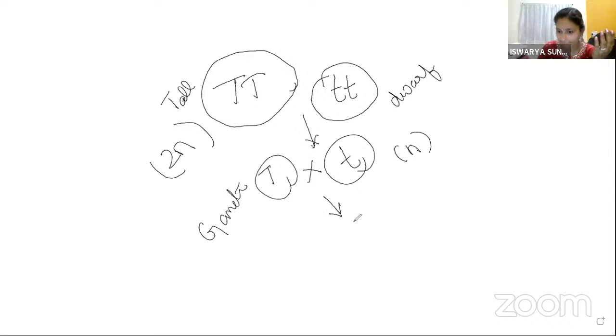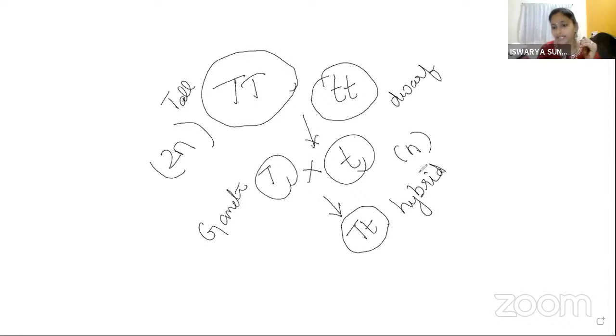What is the product? Spell it out. Capital T, small t. Am I correct? So this is called a hybrid. Do you agree it is a hybrid? Why is it called a hybrid?